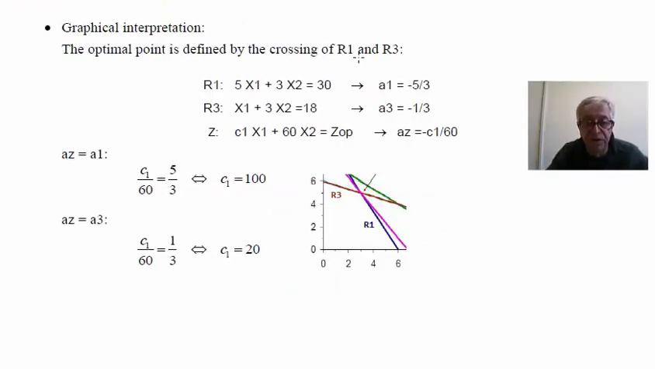Let's now interpret the results that we obtain. So we saw initially that the optimal is defined by the intersection of restriction 1 and restriction 3. So let's look at the inclination of these lines. The inclination is the coefficient of x1 divided by the coefficient of x2, with the minus sign. So inclination of restriction 1 is minus 5 divided by 3. Inclination of the boundary of restriction 3 is 1 divided by 3.